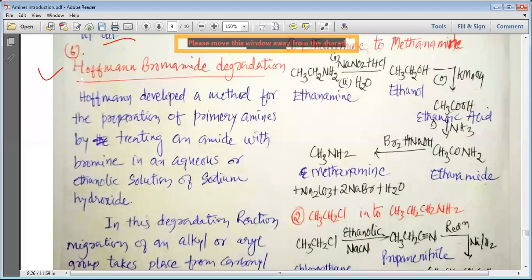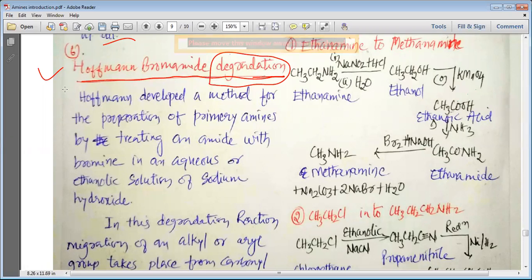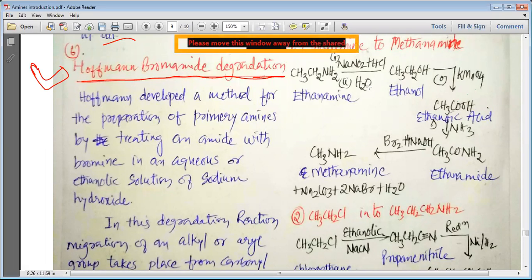Now, my dear students, we want to understand a very important reaction which is known as the Hoffmann Bromamide degradation. We call it degradation. To degrade means to decrease. So why do we call it degradation? Because during this process, the number of carbon is being decreased. And as the number of carbon is decreased, we call it a degradation reaction. So once again, the name of the reaction that we are going to study is the Hoffmann Bromamide degradation or Hoffmann Bromamide reaction. Let us understand the Hoffmann Bromamide degradation.